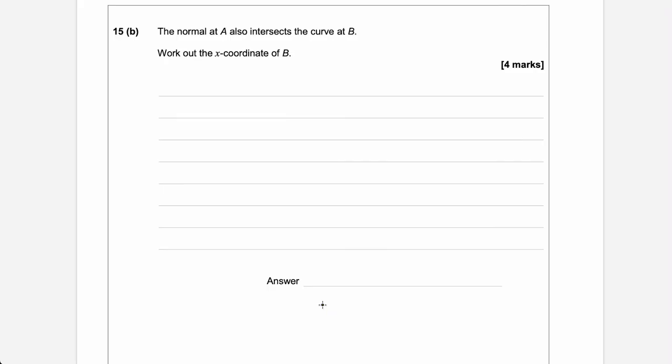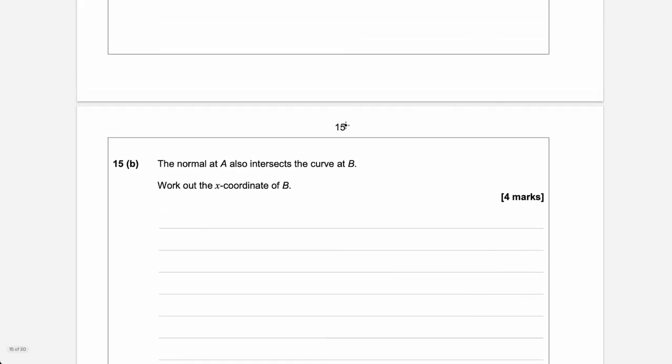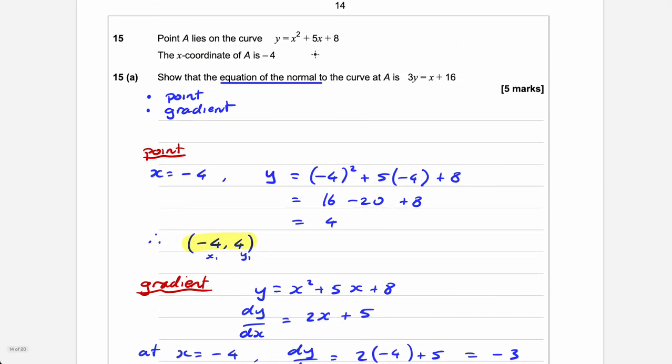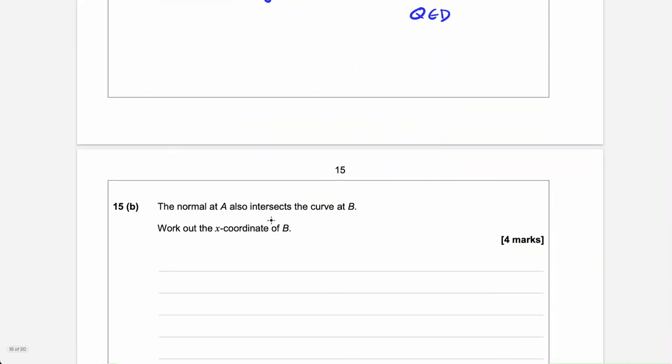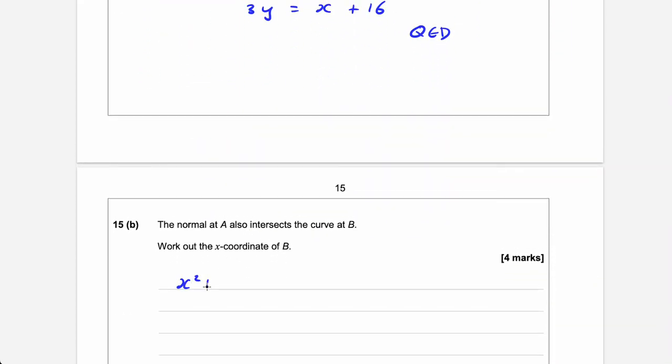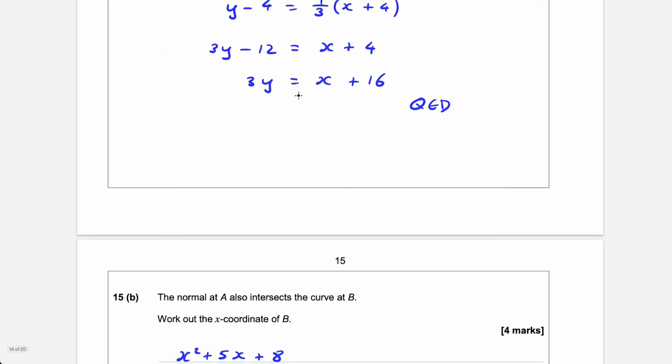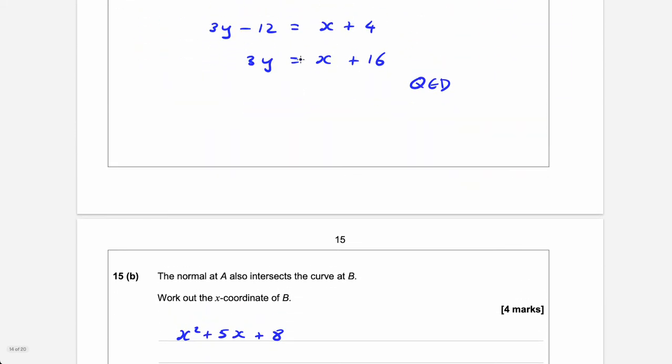15b. The normal at A also intersects the curve at B. Work out the coordinates of B. Okay, so if they intersect, guys, I have to solve them simultaneously. So it's x squared plus 5x plus 8. X squared plus 5x plus 8 must equal, well, sorry, it's not going to equal that. So this is y equals this, and here 3y equals x plus 16.